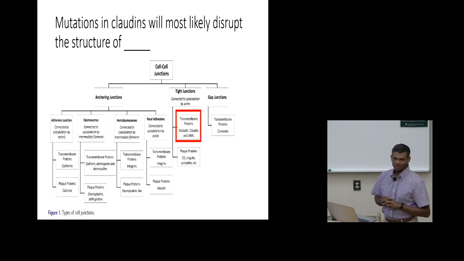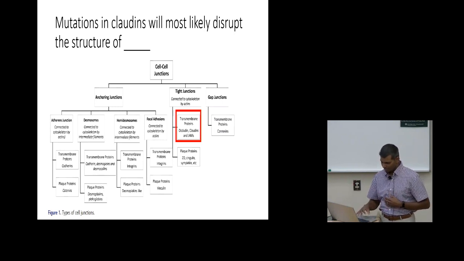To answer this question, if you just remembered what we said in this slide, I told you that among tight junctions, there are a couple of transmembrane proteins, and only tight junctions have claudins, right? And so, if you knew this, you could have answered this question.